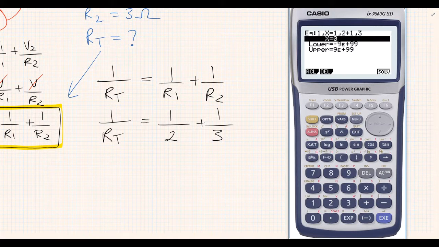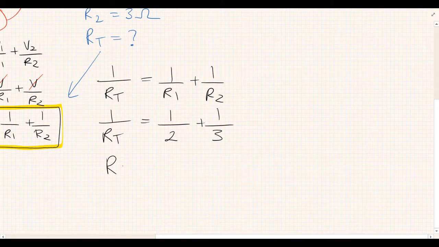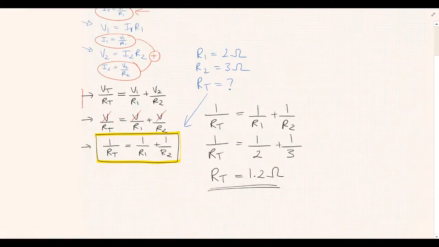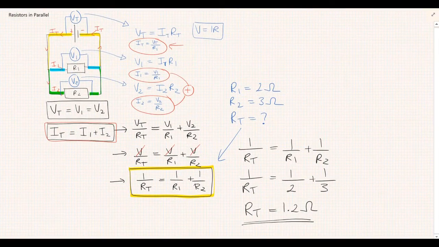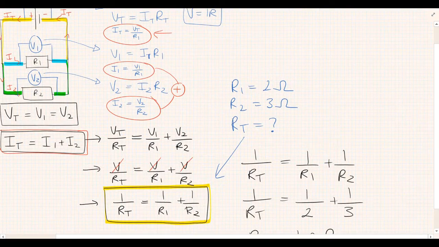And you can see the calculator has determined that the total resistance in the circuit is 1.2. So R total equals 1.2 ohms. And that is all there is to it. Using Solver takes away all of the complicated algebra, and as long as you're careful when entering the numbers, it is very straightforward.